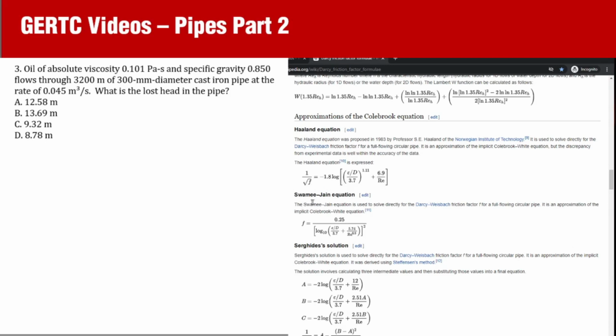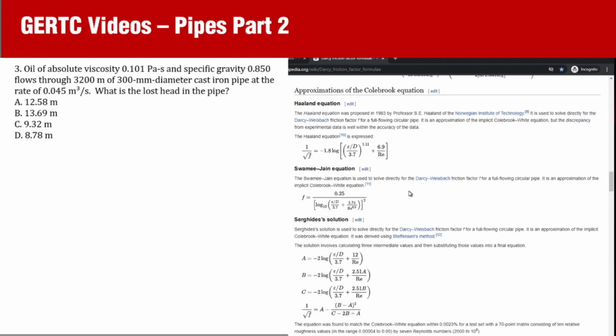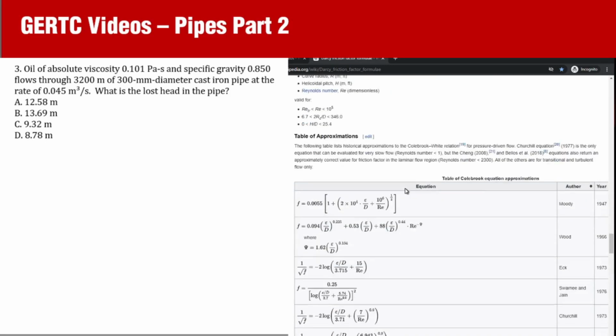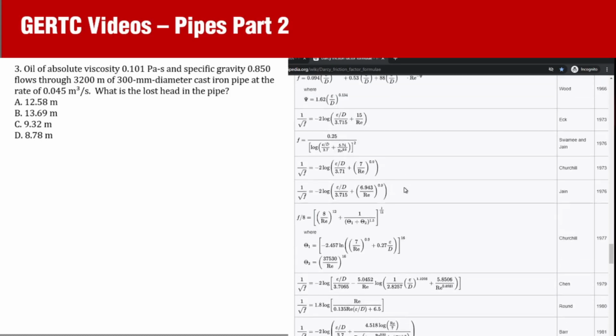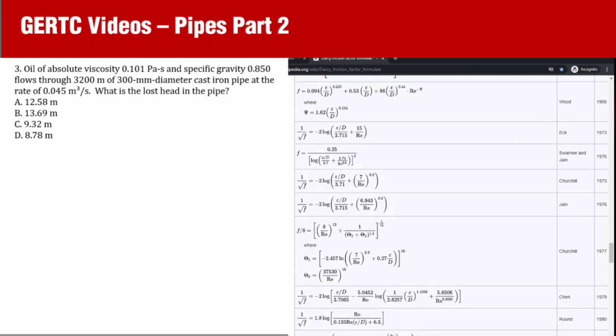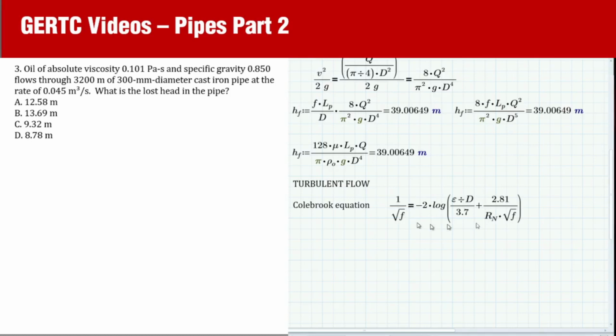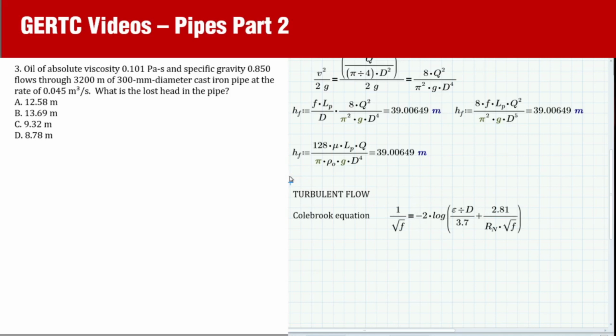Marami to, Swamee, Jain, and so on and so forth. Para natin basahin, 1983 pa to, Haaland. Proposed in 1983. Medyo hindi pa masyado matagal. Marami pang researchers but based on Colebrook talaga. Okay? But that was unfortunate before. But fortunately ngayon, kayang-kaya itong masolve using our calculator. The shift solve, kayang-kaya itong masolve.